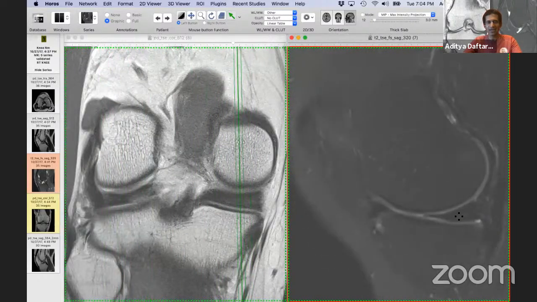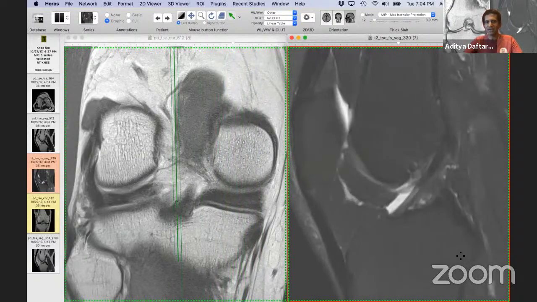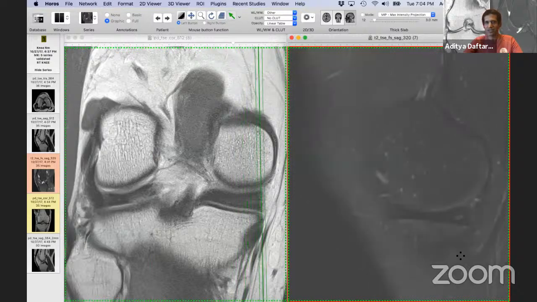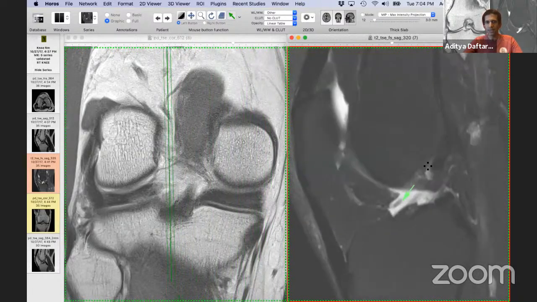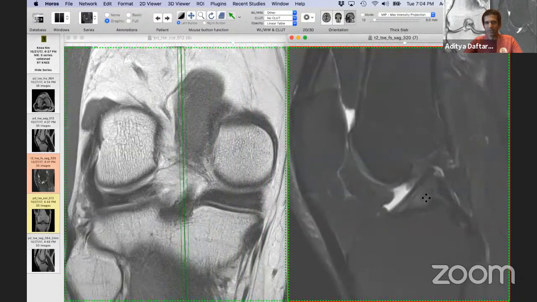And the classic areas of bone marrow edema that you will see are here along the posterior aspect of the medial tibial plateau, especially in ACL injuries. Sometimes you'll see them far in the periphery of the medial femoral condyle when you have an MCL avulsion. Other areas that you commonly see bone marrow edema is at the tibial attachment of the ACL.